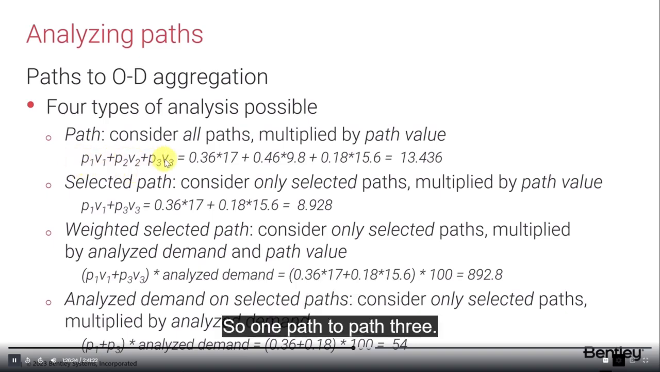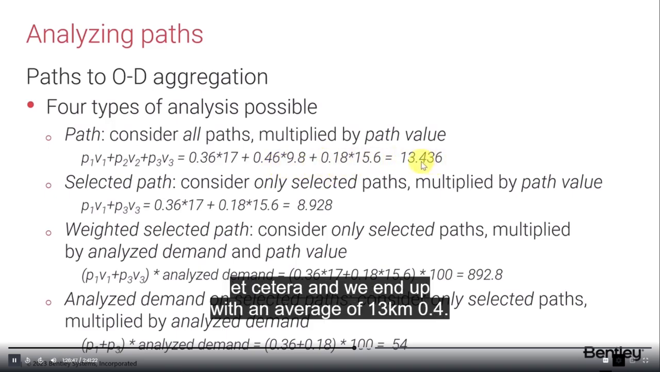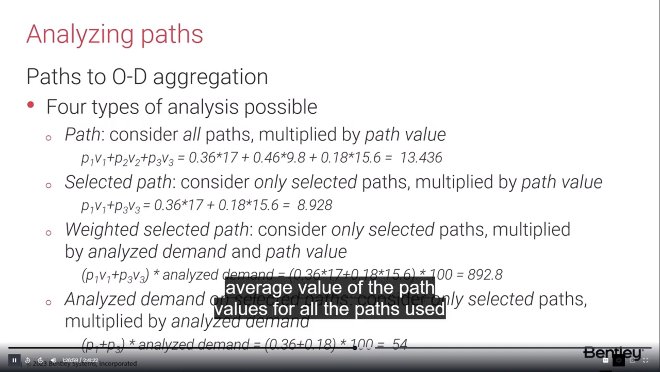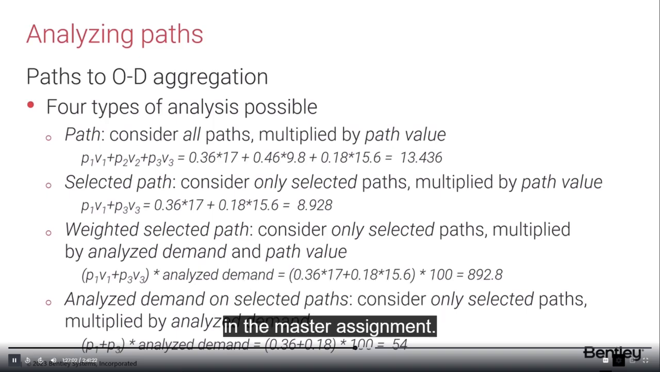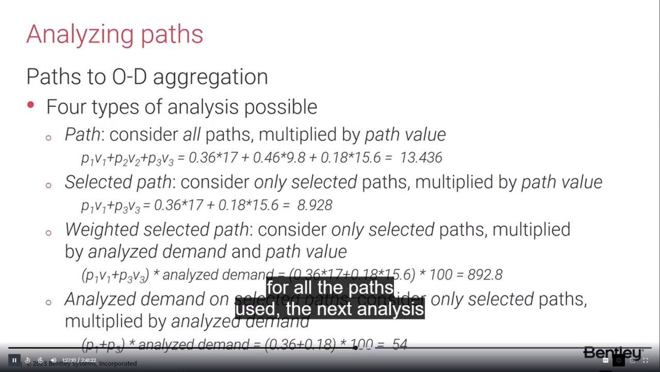So path 1, path 2, path 3. And if we continue with the values from our example, 0.46 times 17 kilometers plus 0.46 times 9.8 kilometers, etc., and we end up with an average of 13.4 kilometers. We did not consider the selection, and it gives us the proportion weighted average value of the path values for all the paths used in the master assignment. For example, when we want to compute the average distance for all the paths used.